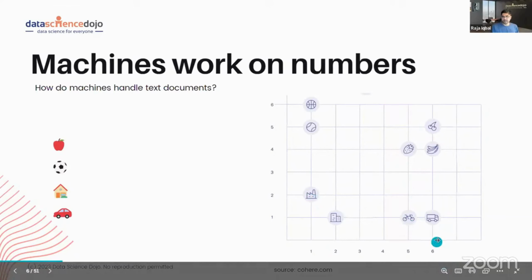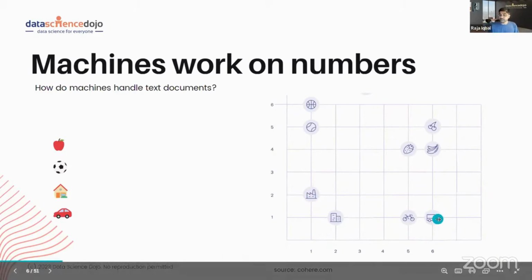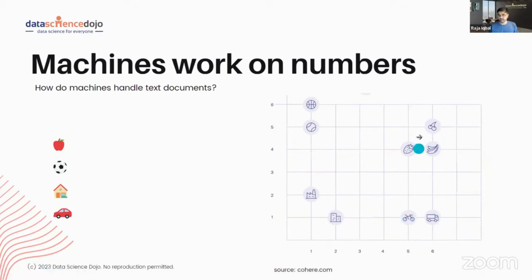So this is a truck, and the truck is located on this X and Y, or horizontal and vertical, coordinate system. It is located at 6 and 1. Bicycle is at 5 and 1. There are these cherries and bananas and strawberries. All of them are located at different places. And there is some mechanism that takes these words and maps them into, in this case, a plane.